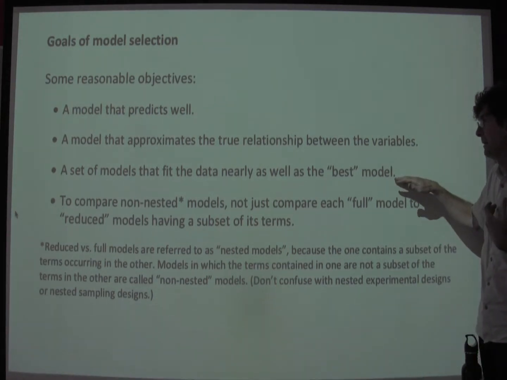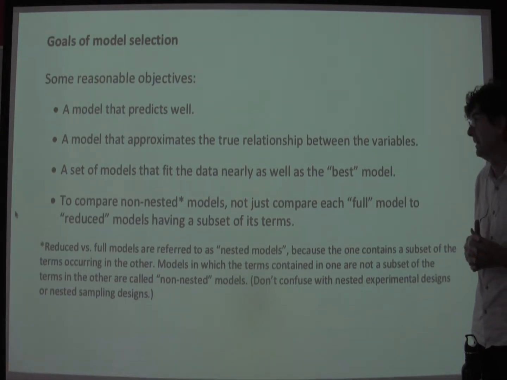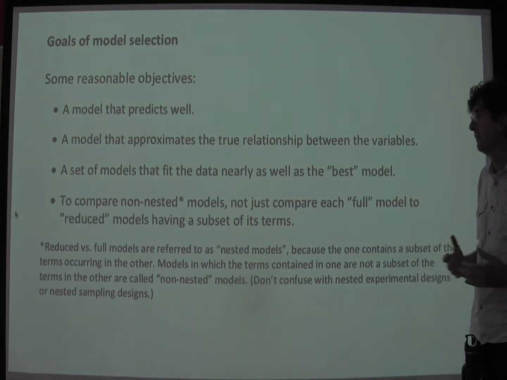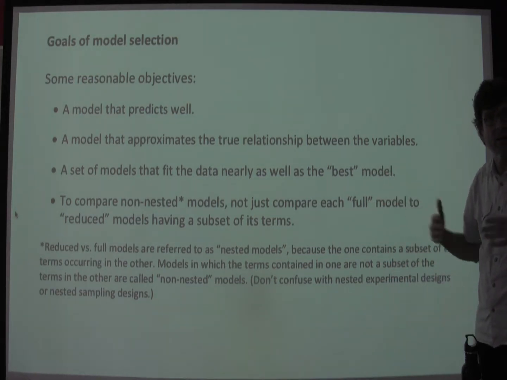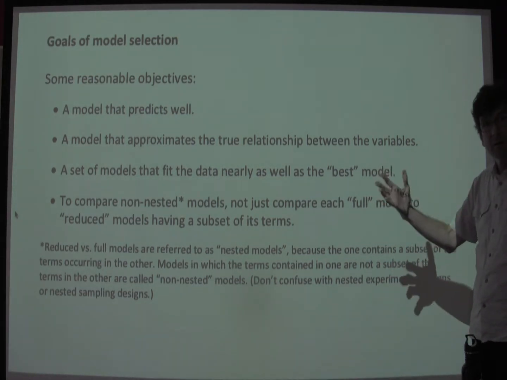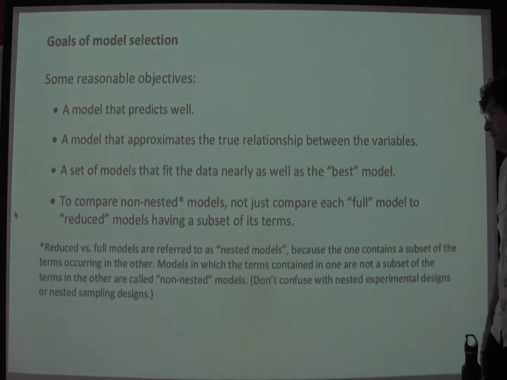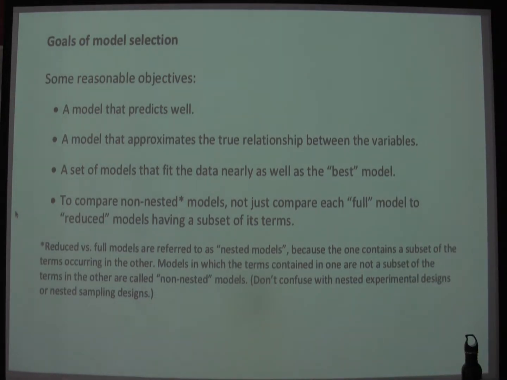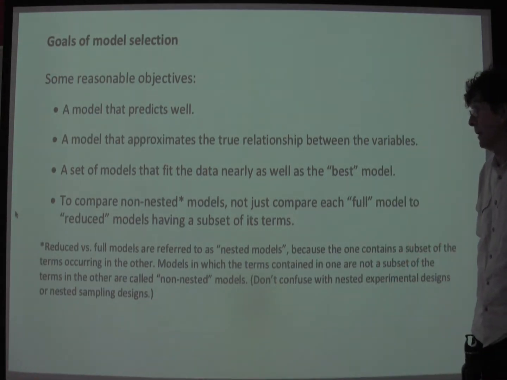Another thing is, we would like to know what other models fit the data nearly as well, so that we have some sort of idea of uncertainty. That we could say, here's a set of models. Here's not just X bar, here's a set of possible values for X bar. Plus or minus standard error. A 95% confidence interval for the estimate. Can we do the same for models? Yes, we can.